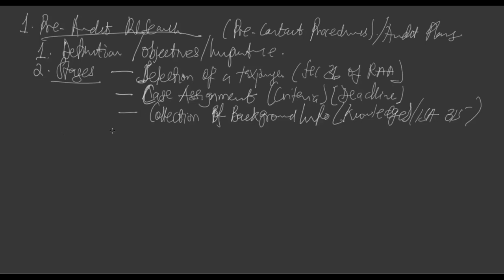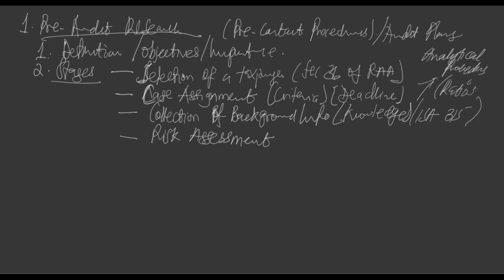After you collect background information, it's for you to be able to do a risk assessment. All these things you are doing, collecting background information, may include doing preliminary analytical reviews. When you collect background information, you do what we call analytical procedures. At your exam level, you need to know accounting ratios and procedures. Even after carrying out the ratio, what do you need to do?